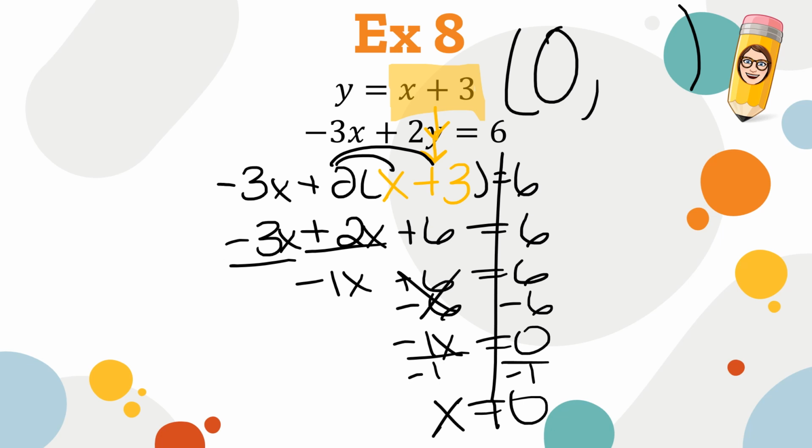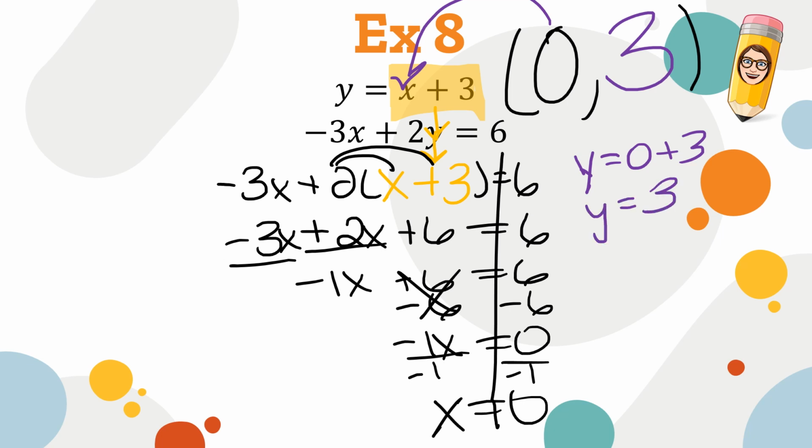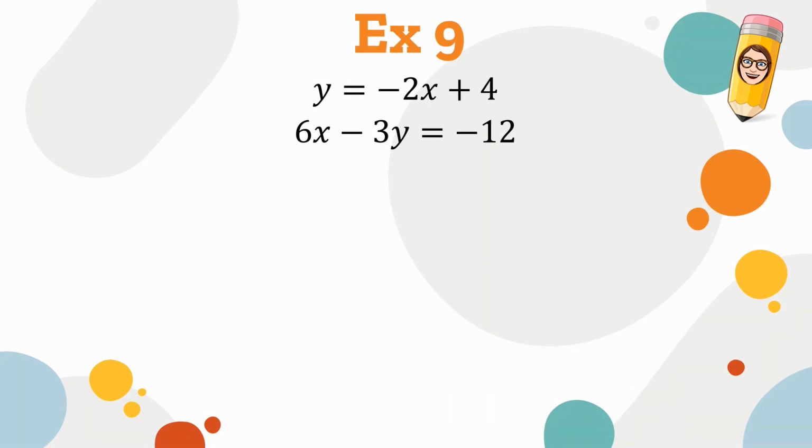Now I need to find my y value. So you know what? Watch this. I'm just going to take this 0 and plug it in for x. What's 0 plus 3? 3. It should be some easier sort of mental calculations. And if you need to show it, sometimes you will. We'll get into that. You can just fill it in and then solve.